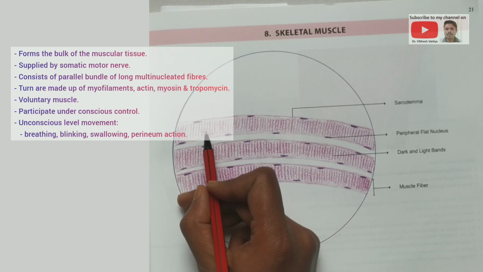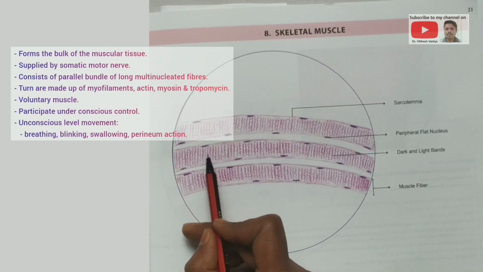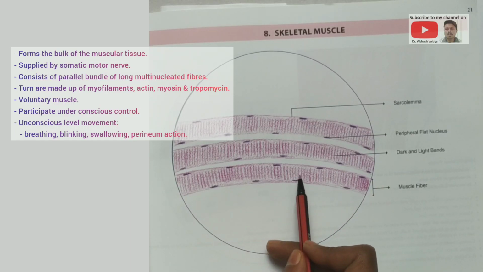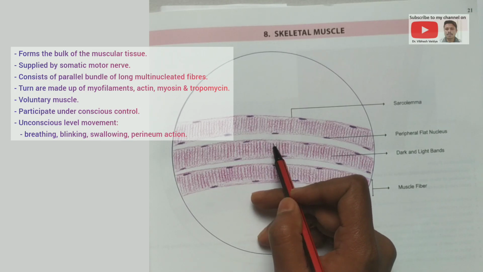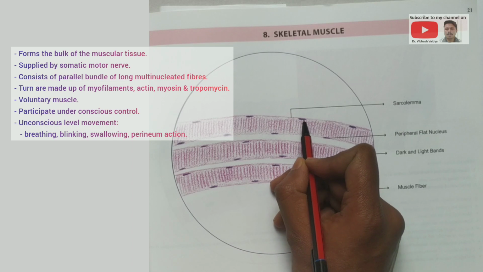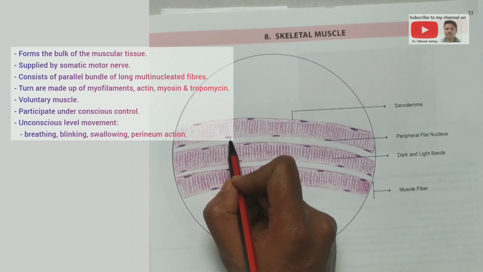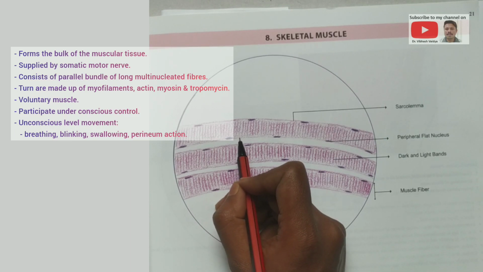As you can see in this picture, this is the fiber of the skeletal muscles, and these fibers are arranged parallelly. And also you can appreciate here the fiber of skeletal muscle contains a large number of nuclei, or is multinucleated. These multinucleated fibers in turn are made of myofilaments: actin, myosin and tropomyosin.